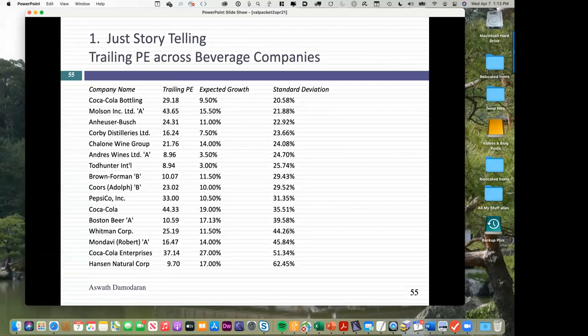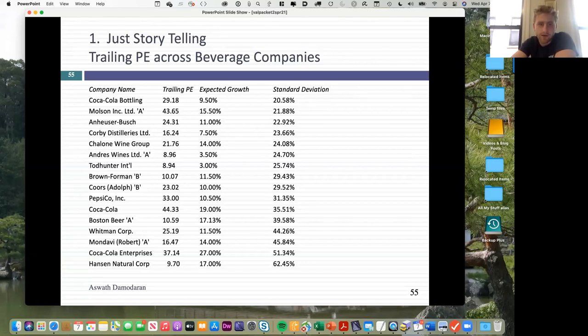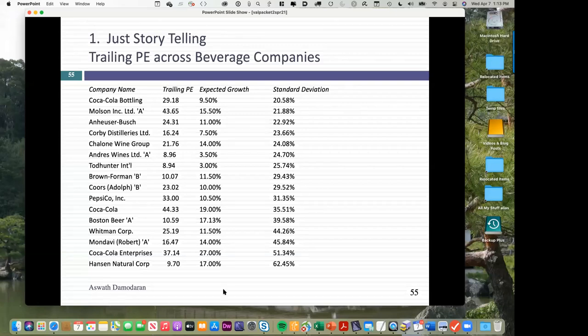Here, the reason why they trade at low PEs is actually right in front of you because I've given you 2 other variables in the companies. Why do Andre Wine and Todd Hunter trade at low PE ratios? What is it that they have? Sebastian? It's the low growth, right? Yeah. Hanson looks more interesting. It has high growth and low PE.